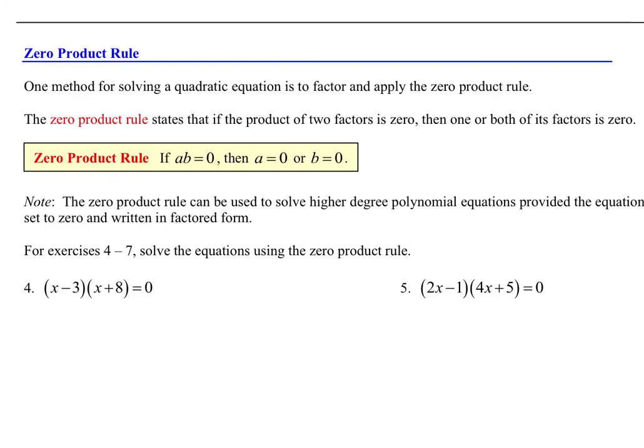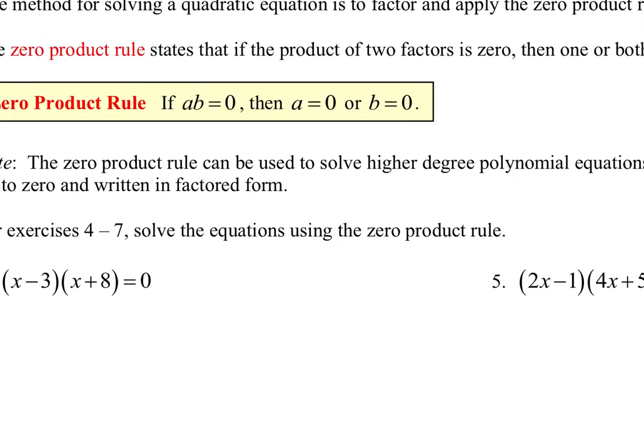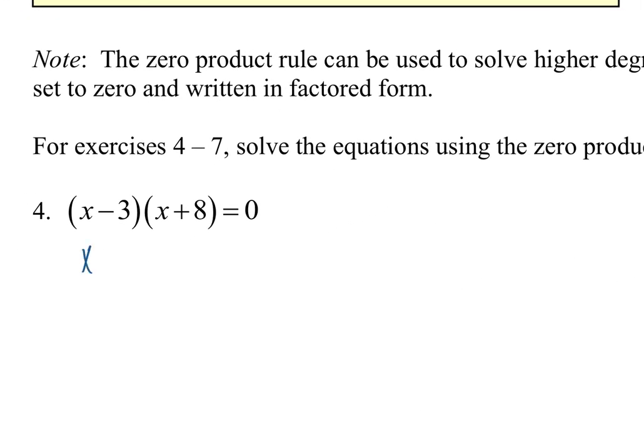The zero product rule is really fun to me because it sounds sort of fancy, but it's super simple. If you look right here in the box, the zero product rule says if you have AB, that's A times B, something times something, two factors, and they're equal to 0, then you can separate them: A equals 0 or B equals 0. So let's try this out on number 4. I'm going to say that x minus 3 equals 0 and x plus 8 equals 0. So now I can solve it.